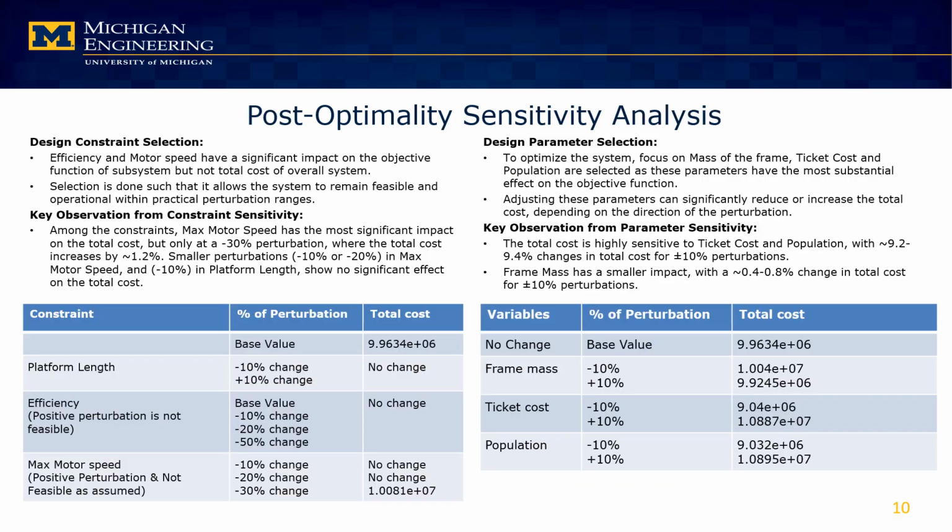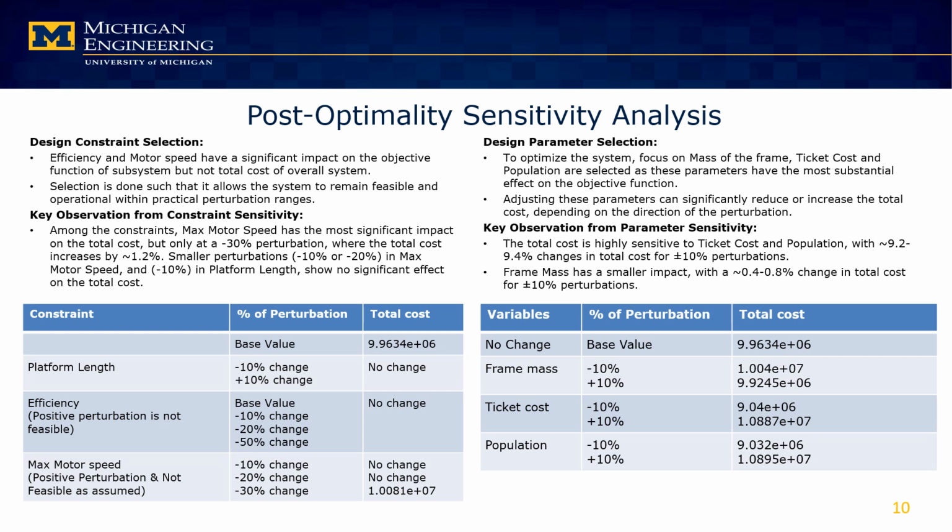For the post-optimality sensitivity analysis, we first looked at our design constraints. We varied platform length, efficiency, and max motor speed to determine what the impact for the system would be if the constraints were changed. From the analysis, we found that platform length and efficiency ultimately drive no change to the system level objective that is significant, but the max motor speed does when significant perturbations are applied at 30%.